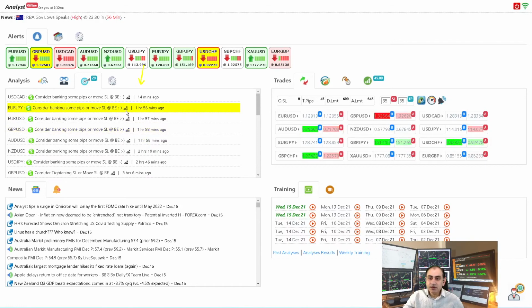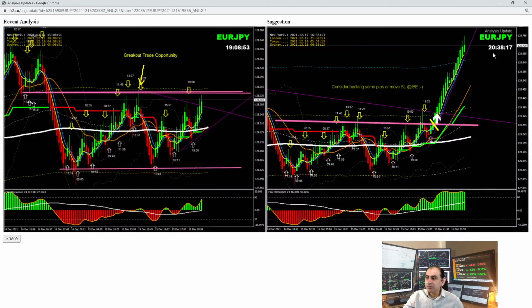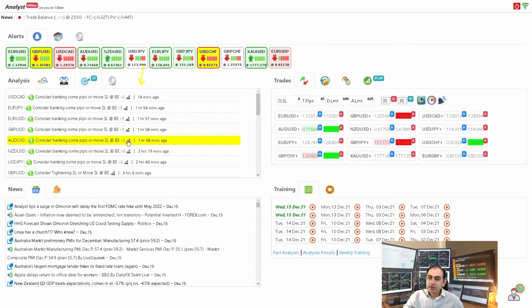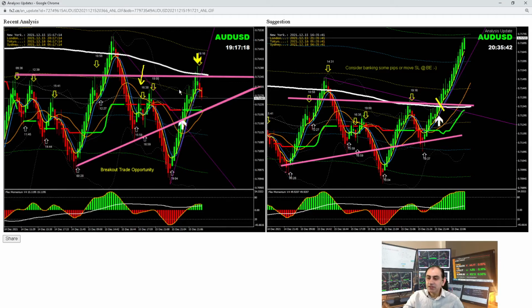We can see here we have a beautiful breakout on euro yen. That was a pretty straightforward breakout. We have another beautiful breakout trade this afternoon. As you can see here, beautiful breakout long trade here.